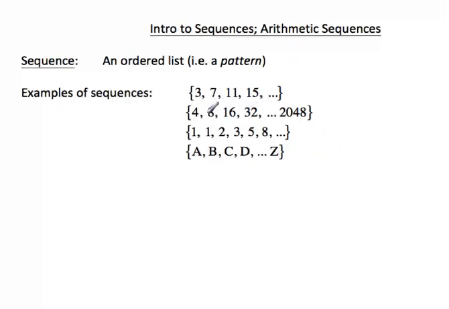In the first one, we see that to get to each successive number, we're just adding 4 each time. In the second one, we see that to get to each successive number, we're multiplying by 2. The third one is a more complicated sequence known as the Fibonacci sequence. Once we get the first two ones, to get the 2, we add 1 and 1 together to get 2. Then 1 and 2 gives you 3, 2 and 3 gives you 5, 3 and 5 gives you 8, etc. The next number would be 5 plus 8 is 13. And the last one is just the alphabet, of course.